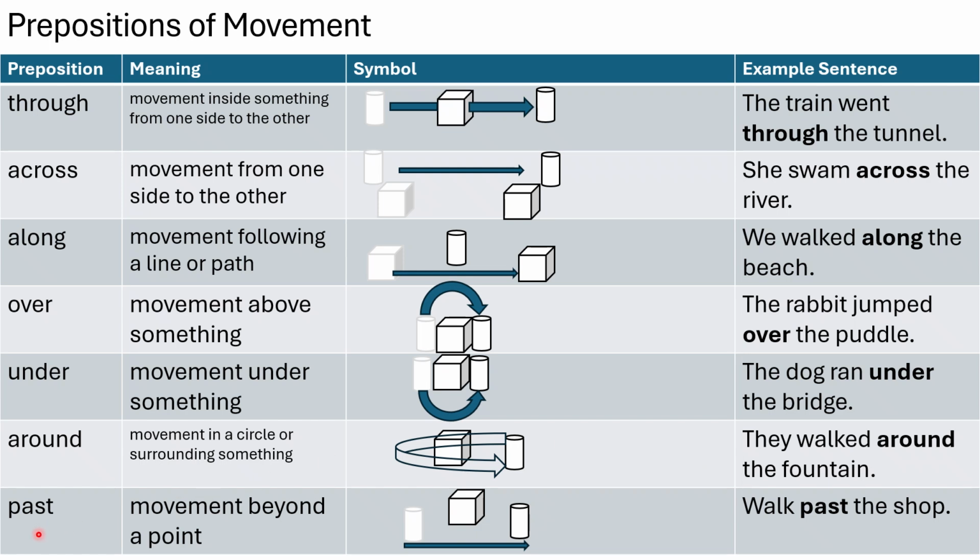The preposition past means movement beyond a point. This symbol illustrates the cylinder moving past the box. Listen to the example sentence. Walk past the shop.